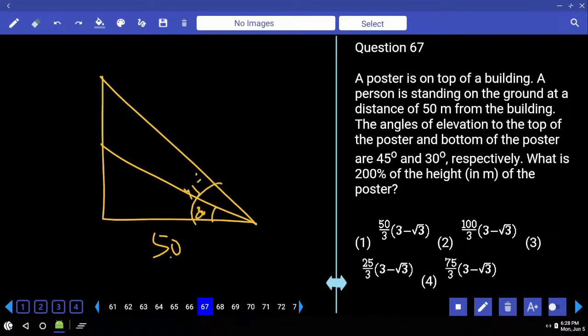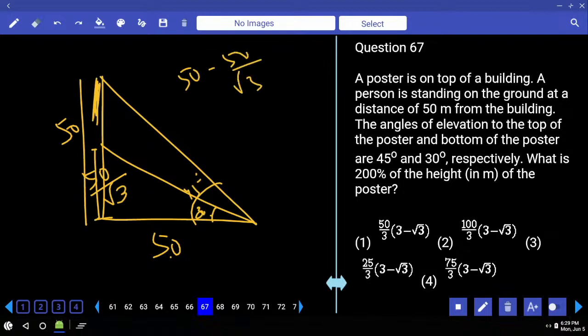If it is 45, obviously this total will be 50, isn't it? 50. If it is 30, if you apply tan 30 here, this will be 50 by root 3. Then what is this distance? 50 minus 50 by root 3. 50 into 1 minus 1 by root 3.